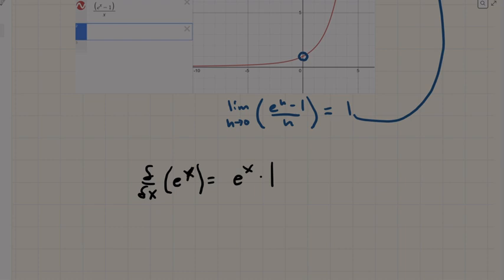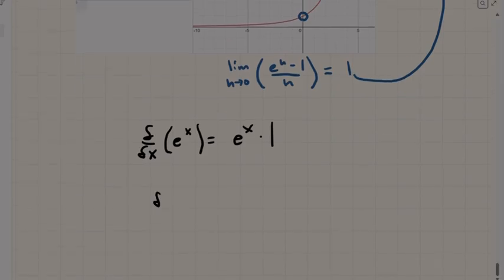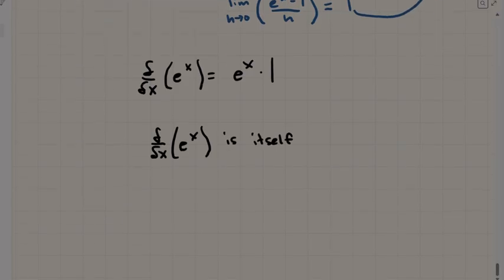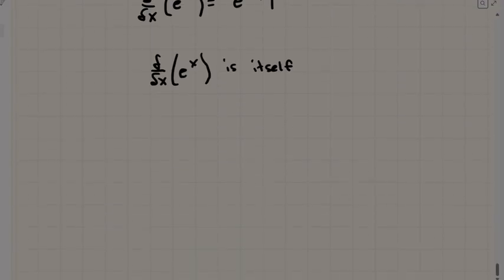Did it change? No. The derivative of e^x is itself, which is a super fascinating concept just on its own.